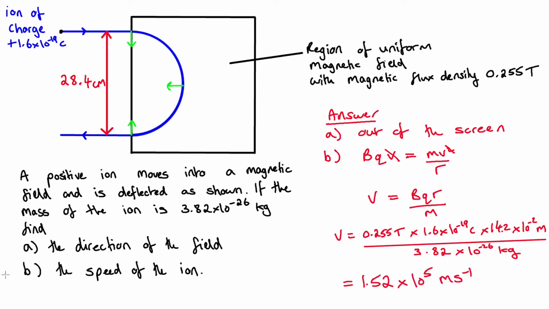And we get a value for the speed of the particle as 1.52 times 10 to the 5 meters per second, quoted to 3 significant figures to match the data given in the question. So there we are, simple as that. BQV is the force for any charged particle moving perpendicular to a magnetic field, and usually that will mean the particle will follow a circular path in the magnetic field.